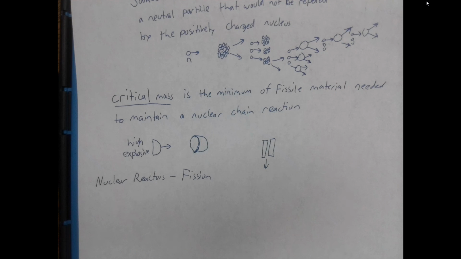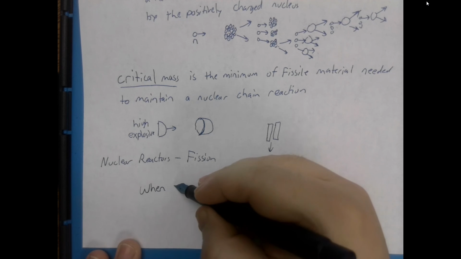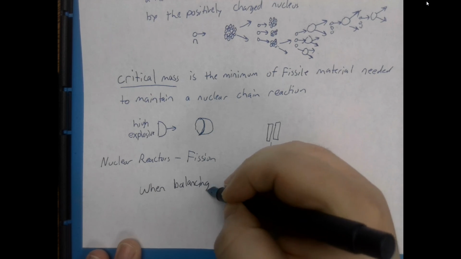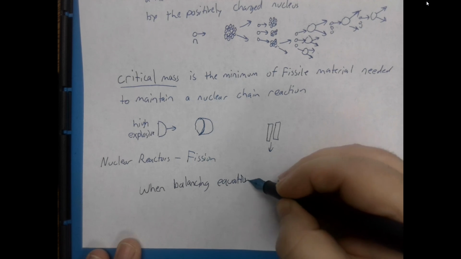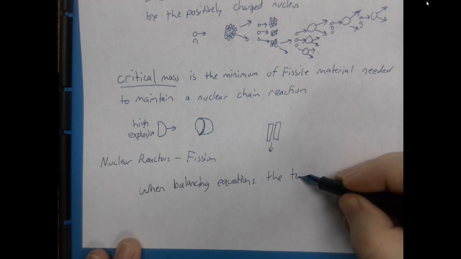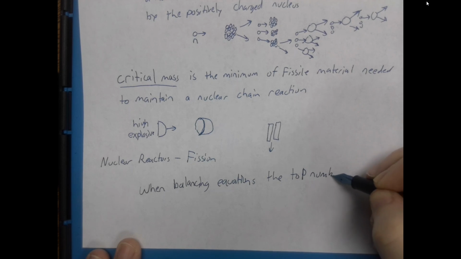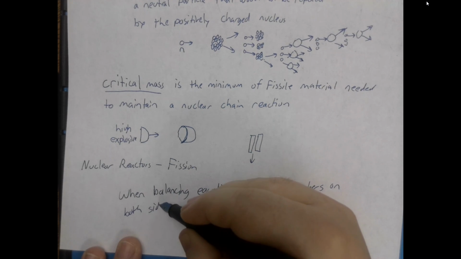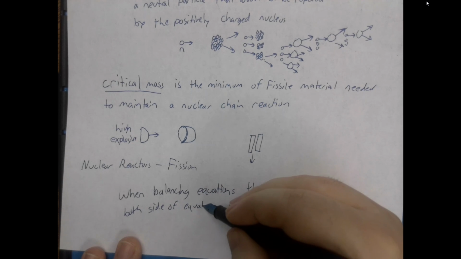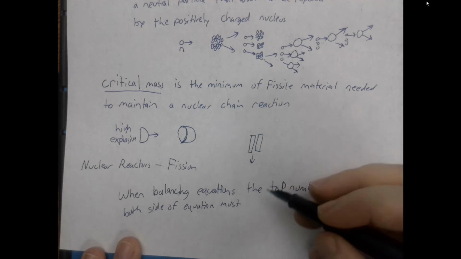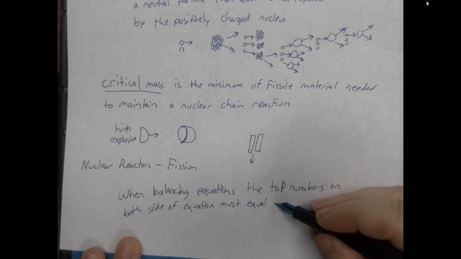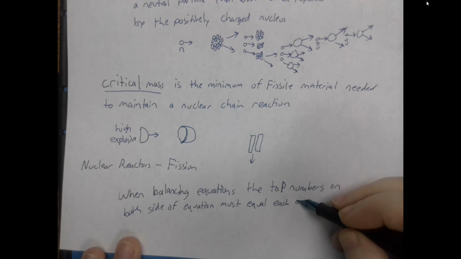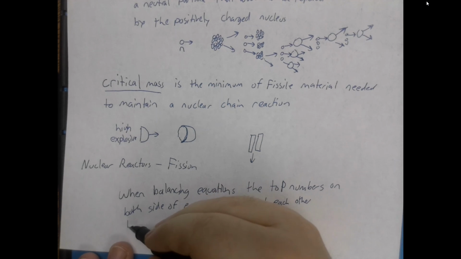Let's say the one thing. When balancing equations, the top numbers on both sides of the equation must equal each other. Likewise for the bottom numbers.